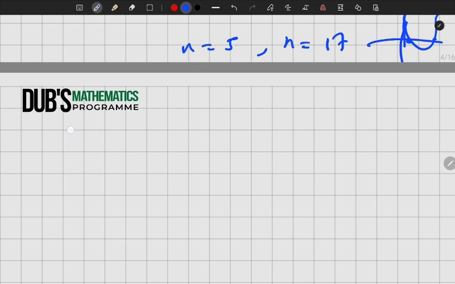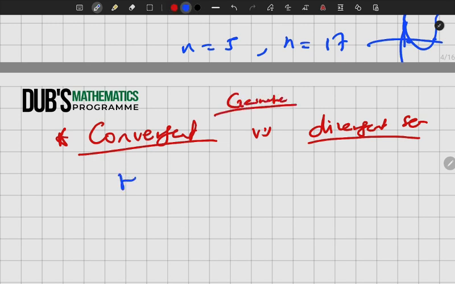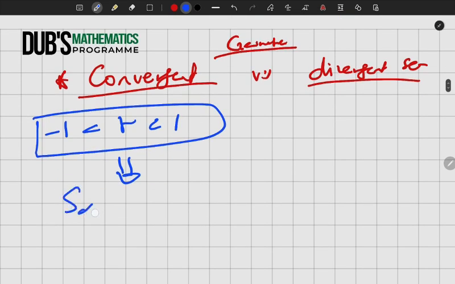Okay, you also need to know something that we call convergent series versus divergent series. So when does a series converge? This is only for a geometric series. It converges if r is between -1 and 1. So it converges, which means that the sum to infinity exists.